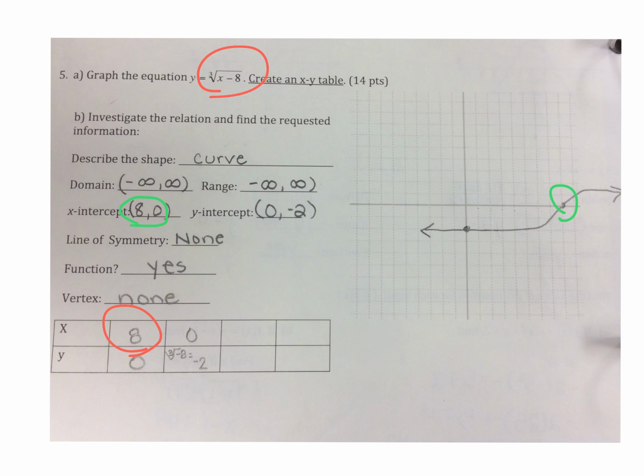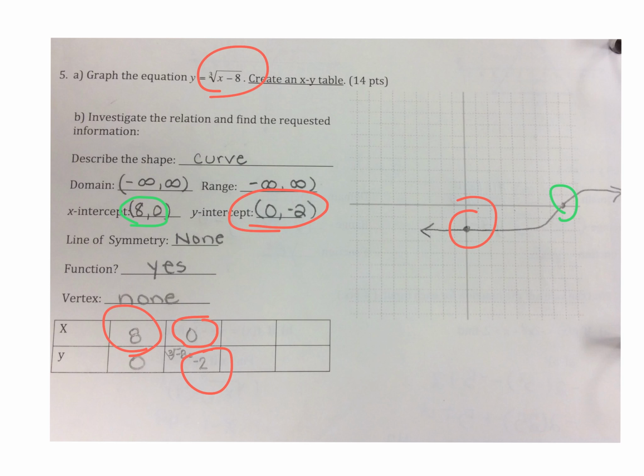So you also have to remember that you can take the cube root of negatives. So if I put 0 in this graph, 0 minus 8 is negative 8. The cube root of negative 8 is negative 2. So that gives you your other intercept right away, okay? 0, negative 2. There is no line of symmetry because I can't fold it on top of itself.